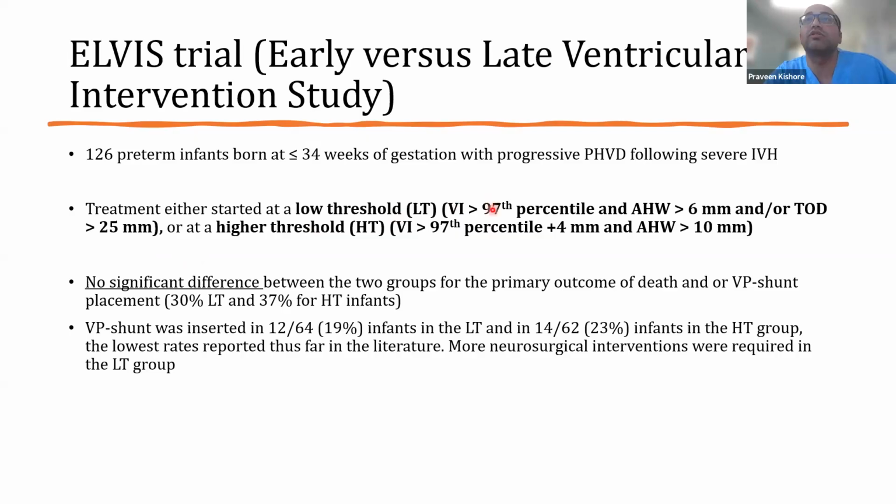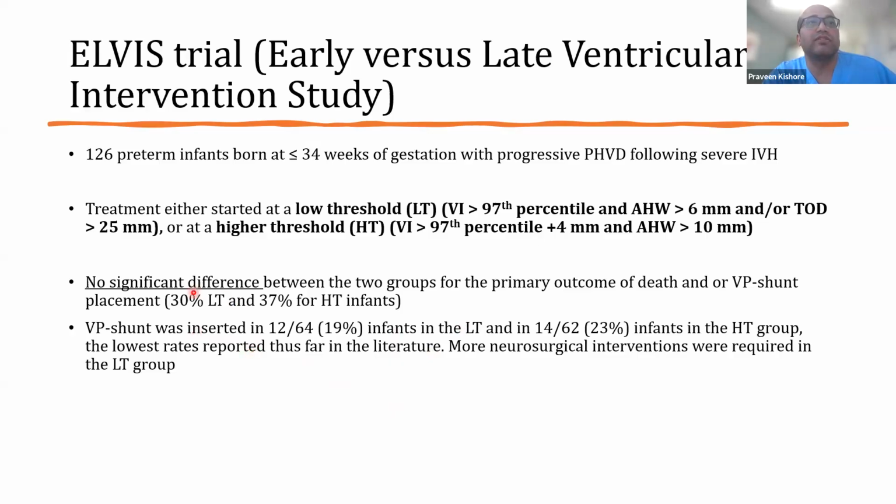Whereas the higher threshold was what we use, and I guess most of the units use. So anterior horn width more than 10 millimeters, that is severe dilatation, and Levene's index 97th percentile plus 4 mm and above. That's again a higher threshold. They did not find any difference between the two groups for death or VP shunt. Irrespective of whether you do it at a lower threshold or a higher threshold, similar numbers for death and VP shunt.